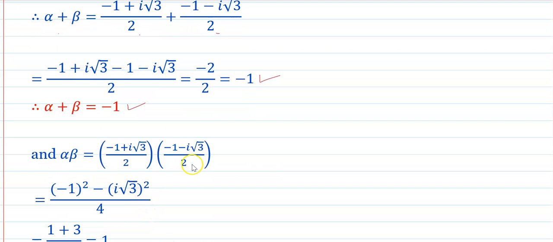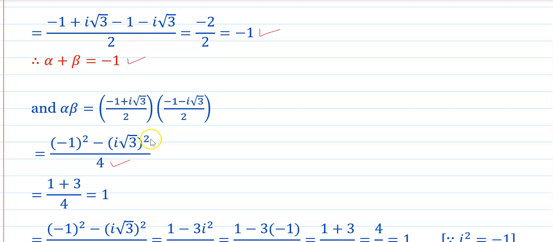Next, alpha into beta. Minus 1 plus i root 3 upon 2, minus 1 minus i root 3 upon 2. 2 into 2 you will get here 4. Minus 1 bracket square minus i root 3 bracket square. I root 3 bracket square means what? i square is minus 1, root 3 square is 3. Okay. So you will get overall 3.